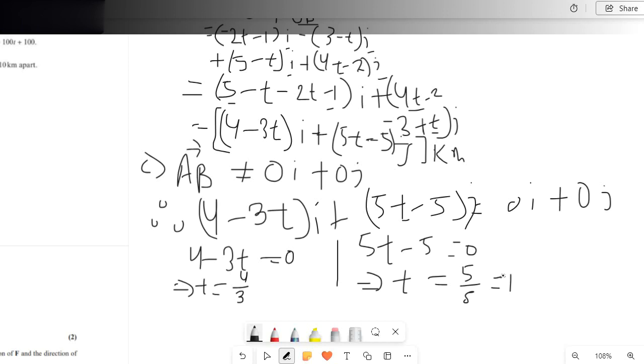Now because we have two values of t which are not consistent with each other, we can say that A and B do not collide because their combined vector AB is never equal to 0.